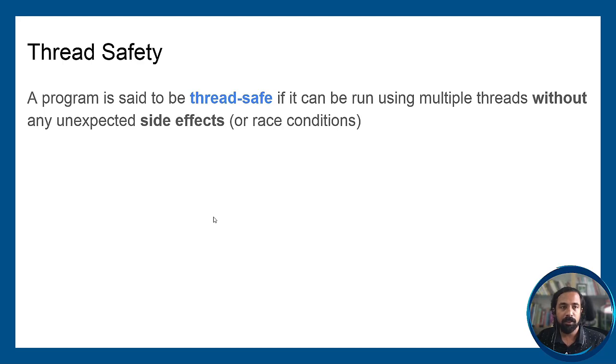Now let's go to the concept of thread safety. A program is said to be thread safe if it can be run using multiple threads without any unexpected side effects or race conditions. So the booking example we have seen previously is non-thread safe.